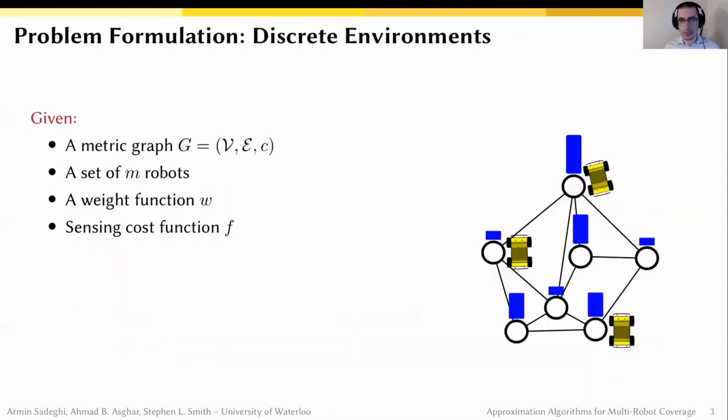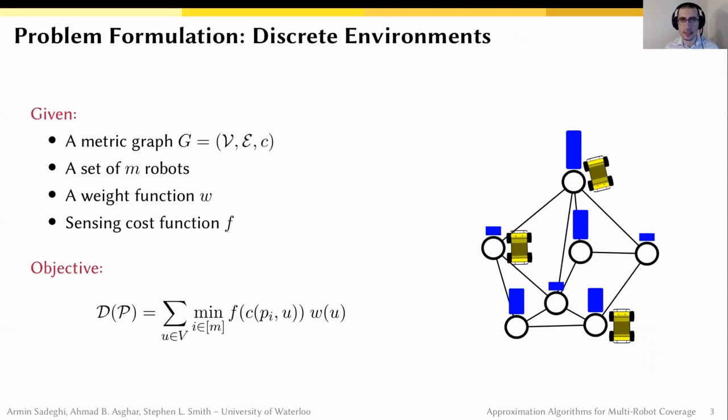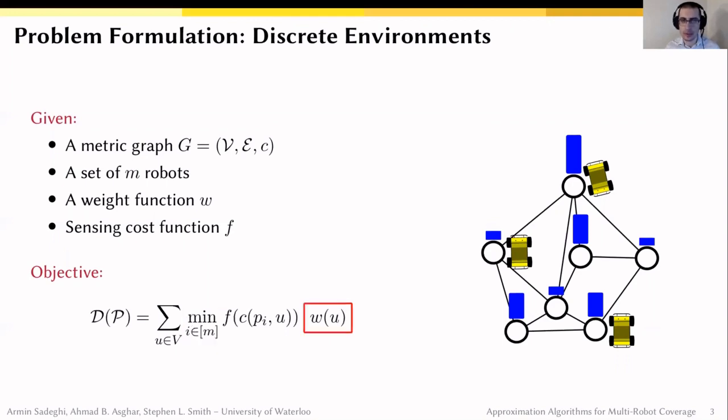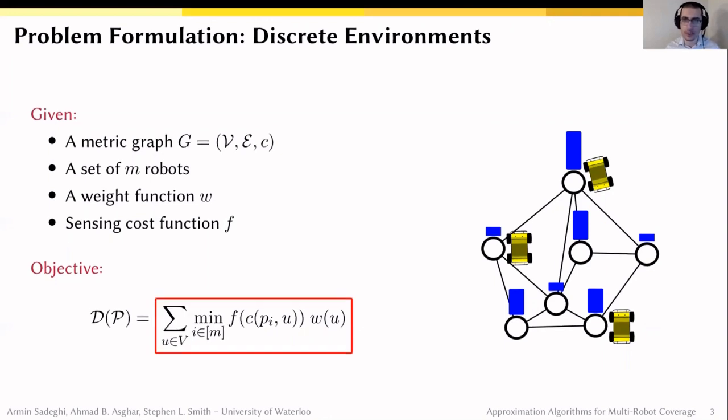The same problem in discrete environments is defined on a metric graph. So we have a metric graph, a set of m robots, a weight function, basically the discrete version of the density function, and a similar sensing cost function. The objective here is to minimize the total sensing cost of the events in the environment by the robots. So we want to find a subset of vertices for the robots to locate, and we assign each location to the closest robot, multiply by the probability of an event happening at that location, and we sum over all the vertices in the environment.